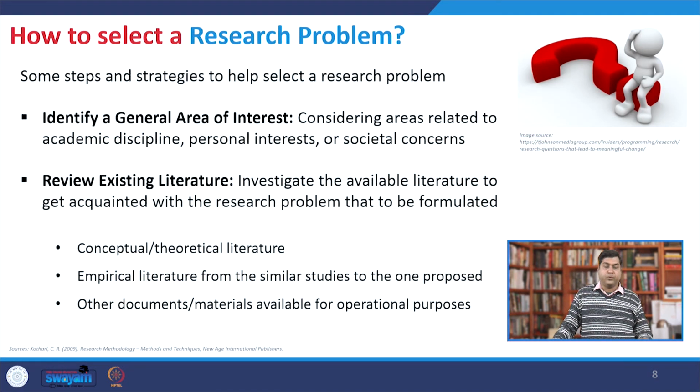Okay, now the question is how to select a research problem. There are certain generalized steps. First, identify a general area of interest. You just make up your mind that, okay, I am going to do something related to the impact of congestion on people's mental health, or maybe people's well-being. This is very broad and, at this moment, looks like a very vague idea, and then slowly you have to get into the details of it.